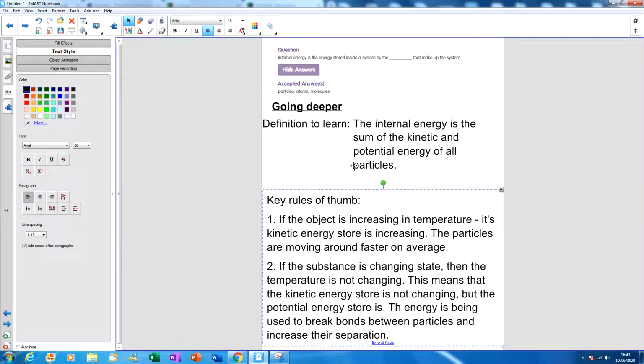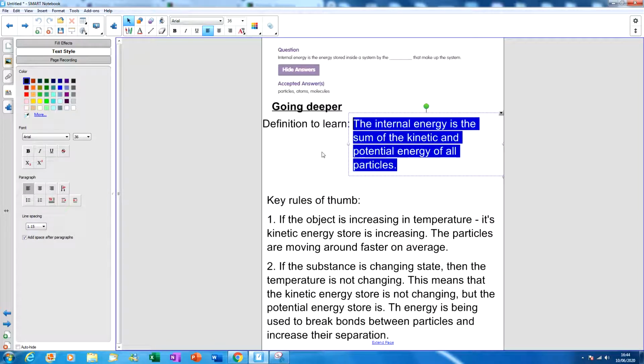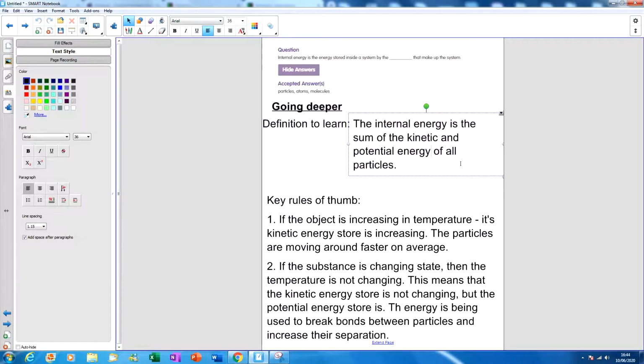Internal energy is the energy stored inside a system by the blank that make up the system. So the accepted answers you could get were particles, atoms, or molecules. So some stuff to make sure that you learn. It's a fairly broad label, internal energy, but this is the definition to learn. The internal energy is the sum of kinetic and potential energies.